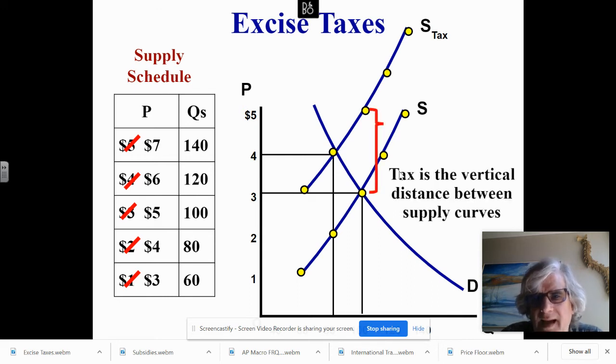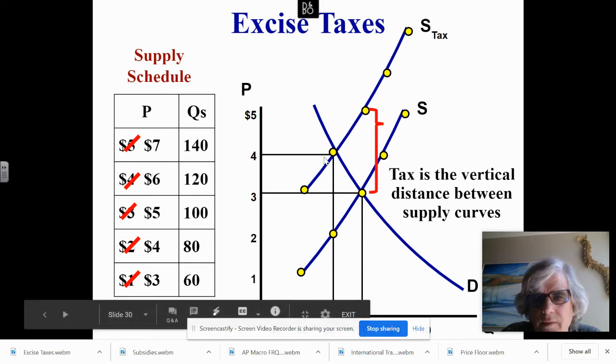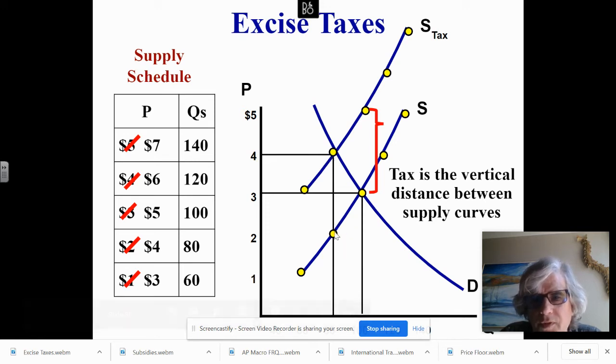So this tax is the vertical distance between the supply curves. So in all of the different cases, that's where it goes, and you just draw it vertically. And when you look at the excise tax, this is the deadweight loss that you've got. The quantity went down, the price went up. So the buyers are hurt by $1, the sellers are hurt by $1, and this is the deadweight loss.